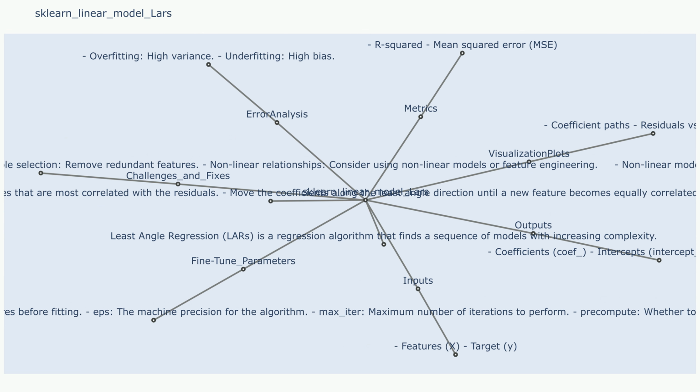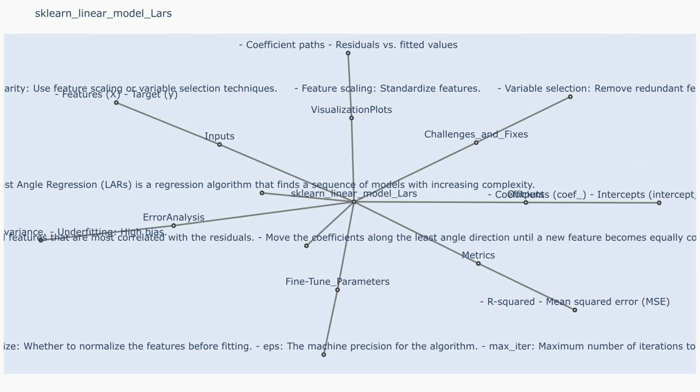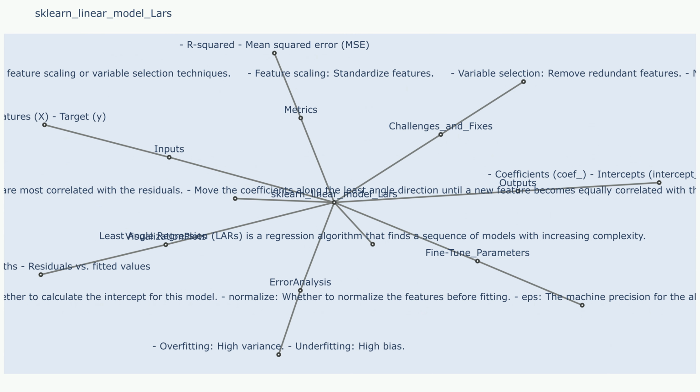LARS is also closely related to the lasso algorithm, and can be used to implement lasso by simply stopping the LARS algorithm at a certain point. Inputs: X. This is the feature matrix, a 2D array with shape n samples by n features. Each row represents a data point, and each column represents a feature. Y. This is the target vector, a 1D array with shape n samples. Each element represents the target value for the corresponding data point in X.